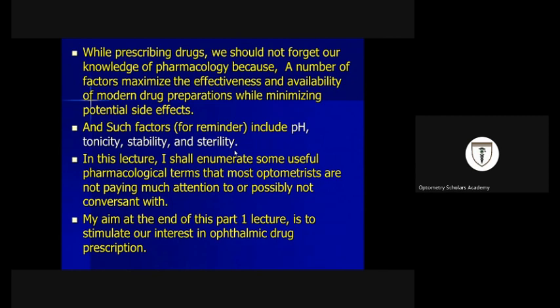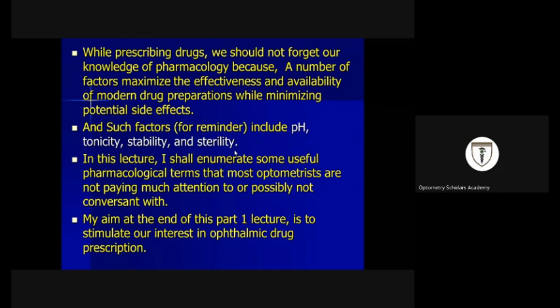Some factors that can affect the availability and effectiveness of drugs are the pH, the tonicity of the drugs, the stability of the drugs, the sterility of the drugs. And it's very important to have these factors in mind. So I'll be explaining in detail the pH, the stability, and the sterility of the drugs. Hope you are getting me. Hope you are following. Yes, Doc, we are following.